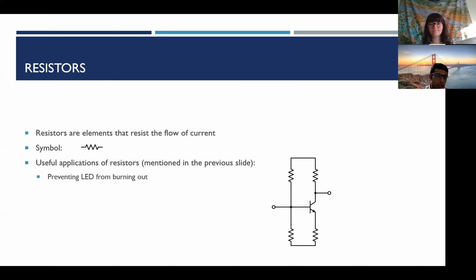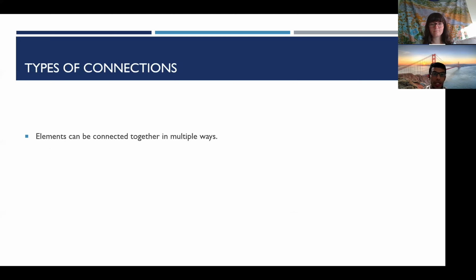All right, so that is a little bit about some of the examples of where resistors can be used. But as you can notice, many circuits don't have necessarily just one resistor in them. They can have multiple resistors like we have here. So sometimes we need to consider what kinds of connections these resistors have with one another.